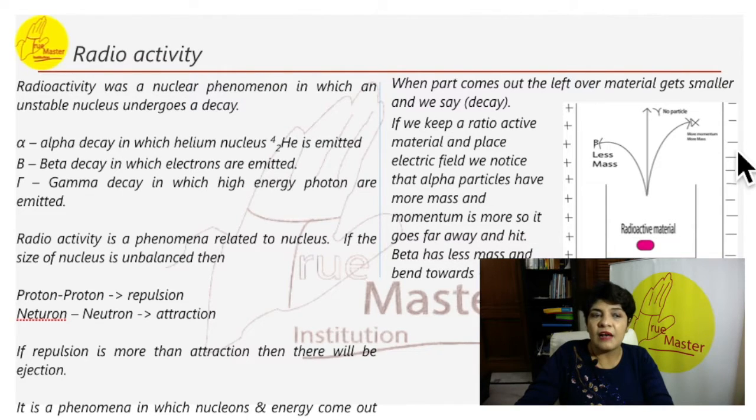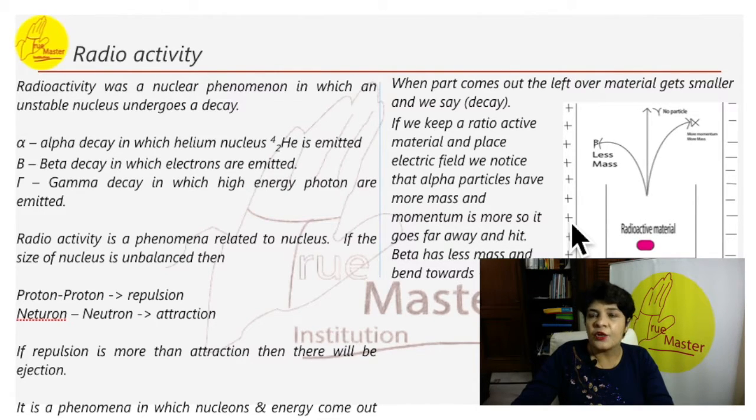As these particles have more mass and momentum, we can see the curve is a little upward as compared to the beta. Beta particles are fast moving electrons with less mass. The direction of deflection shows beta rays are negatively charged particles, and they are attracted towards the positive plate. This is the positive plate.